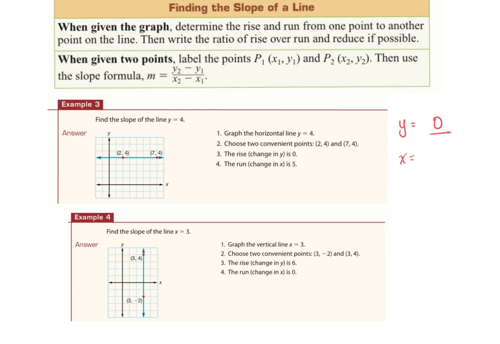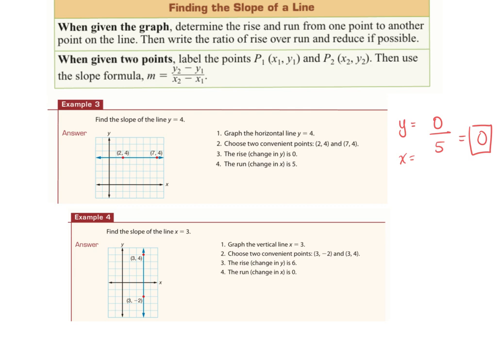For my denominator, I went from 2 to 7. All right, from 2 to 7, so I moved how many spaces? Five. Yeah, so I moved 5. What is 0 divided by any number? Zero. So my slope here is 0. That will always be true for horizontal lines. My slope will always be 0 because I'm not going up at all.